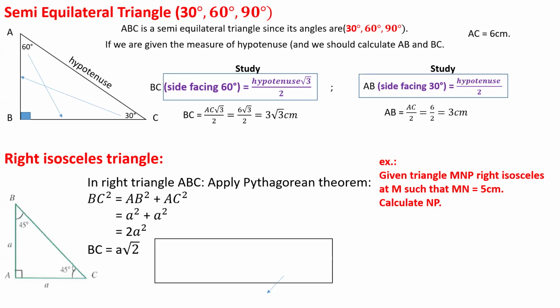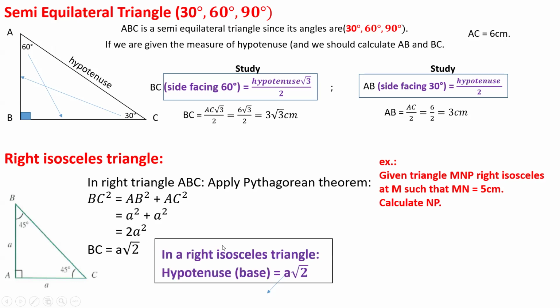So here I have a rule to find the length of BC directly. BC, because it is the hypotenuse in a right isosceles triangle, we say BC is equal to A radical 2. Whose A? It is the side AC or side AB. Then let's apply this rule.